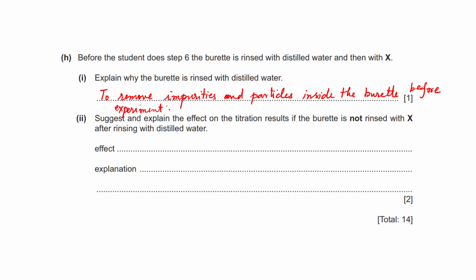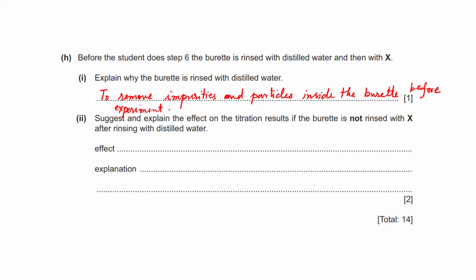Okay. Part 2, it says suggest and explain the effect on titration results if the burette is not rinsed with X after rinsing with distilled water. Okay. So remember, once we rinse it with distilled water, we have to rinse it with X. So when we rinse it with X, there is no water that remains, and if any solution clings to the walls inside the burette, that will be solution X, because that was the solution that was flowed in last.